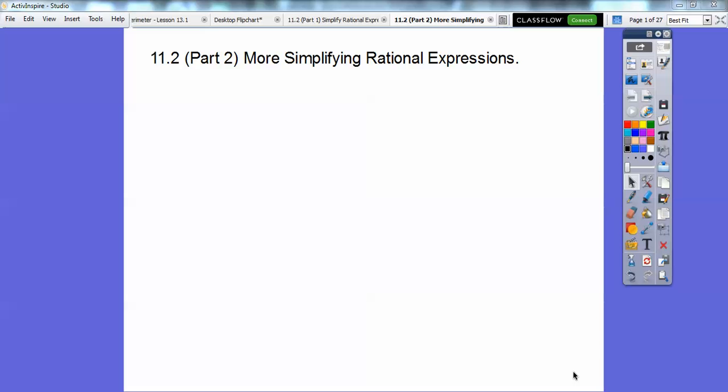Hey everybody, this lesson is more of the same of what we just did. I figured we got to spend a couple of days on this to get the hang of factoring and canceling and all that stuff. So we're just doing more of the same we did the last one. This one should go much faster. So let's simplify and state the excluded values.